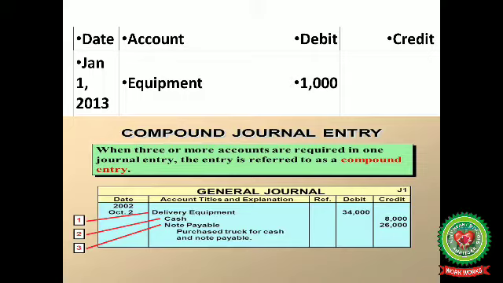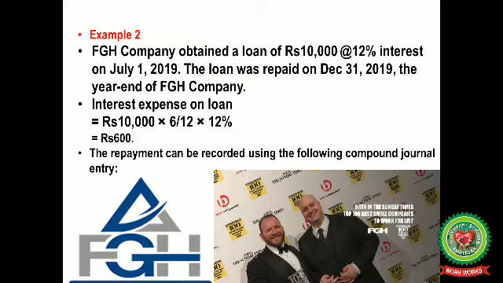So they have purchased a truck for cash and notes payable. What do you mean by note payable? A small amount of the truck is paid in cash and some amount of the truck is not yet paid. It is still payable. So that's why it is known as note payable. So here, instead of writing the truck, we will write delivery equipment. Delivery equipment account debited 34,000, to cash account 8,000, to note payable account 26,000.